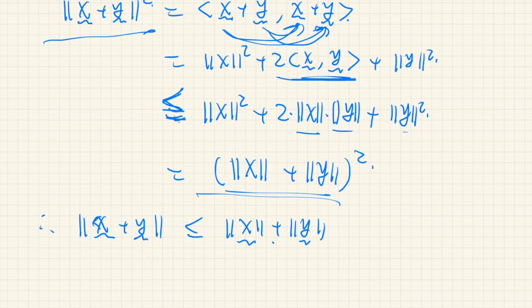So by using the norm and the scalar product, we can have more geometric intuition on the properties of vectors.